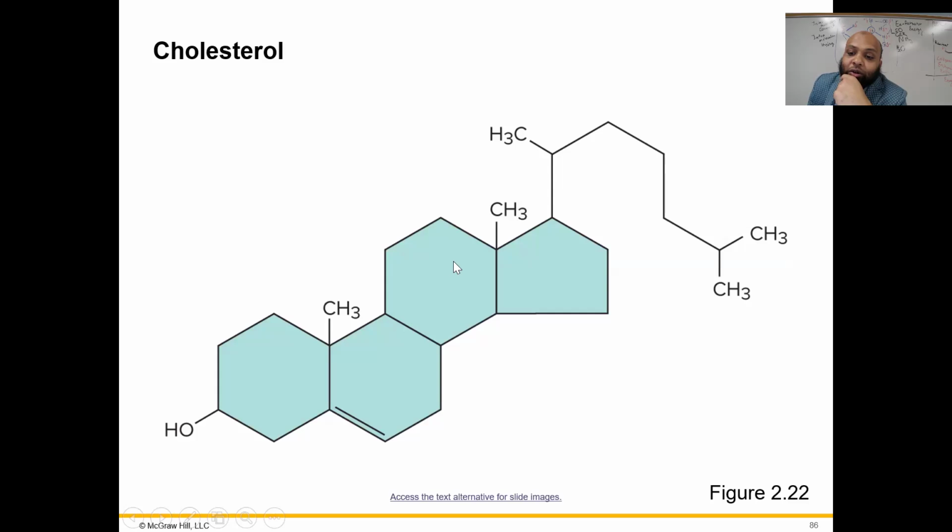So cholesterol has 4 rings. The most distinctive structure of cholesterol is that it has 4 closed rings. And cholesterol is found in the plasma membrane. It gives structural integrity to the plasma membrane, making the plasma membrane thicker and stronger.